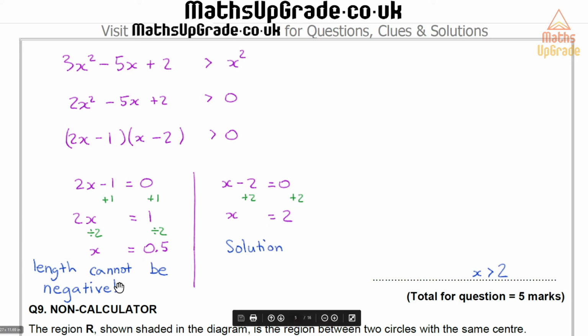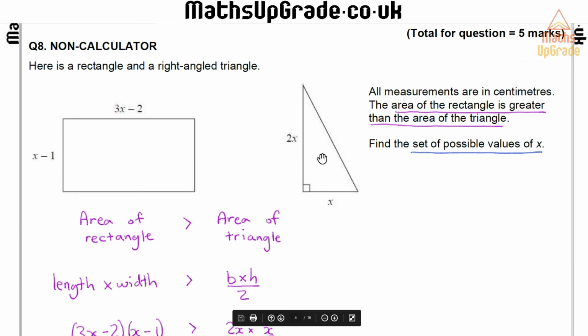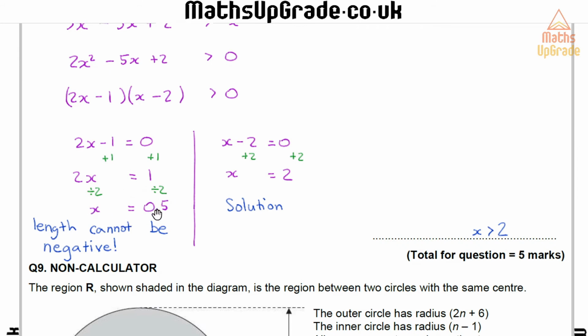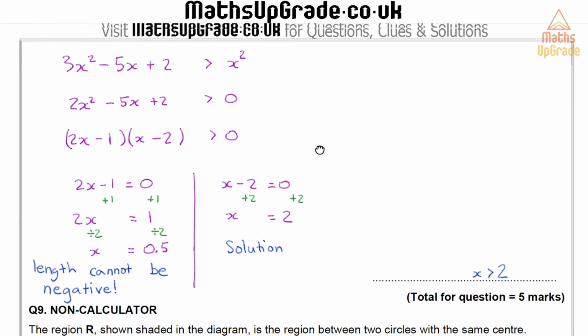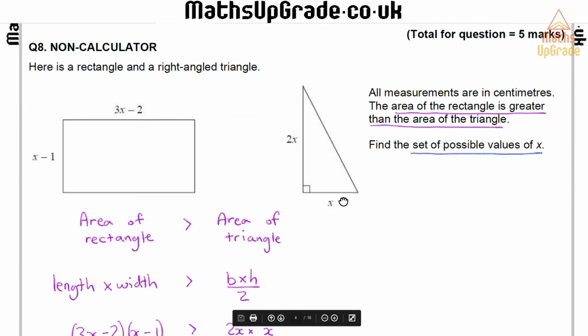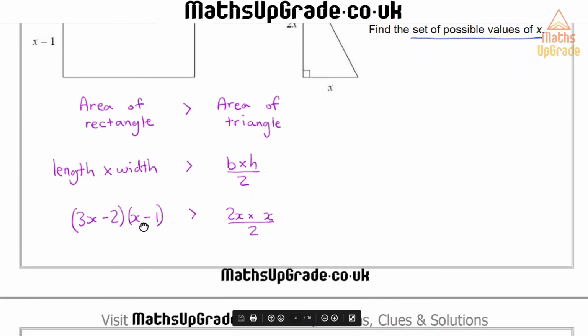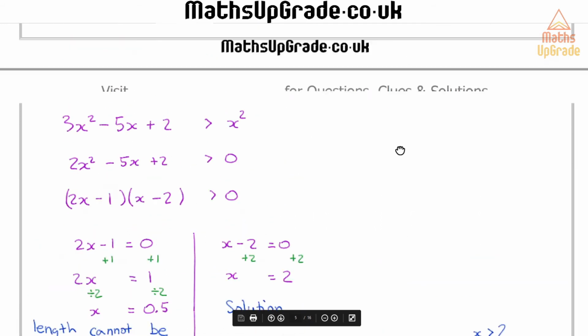Now, if I get x equals a half, and I try to substitute that into these diagrams here, well, if I do a half subtract 1, that gives me a negative length. And I cannot have a negative length, it's impossible. So this cannot be a solution to our diagram. This is the only solution, and so we know that x must be greater than 2, since when I substitute it into here, you can see that x must be greater than 2. That question there was 5 marks.